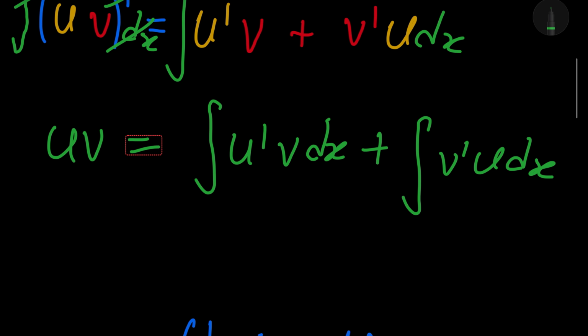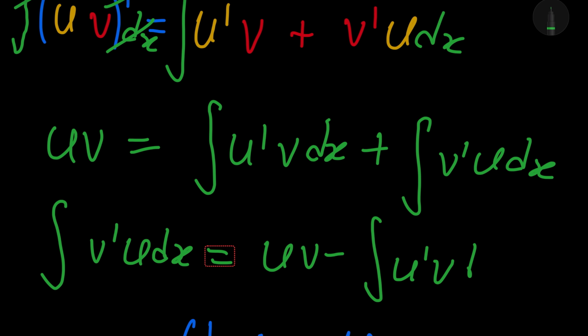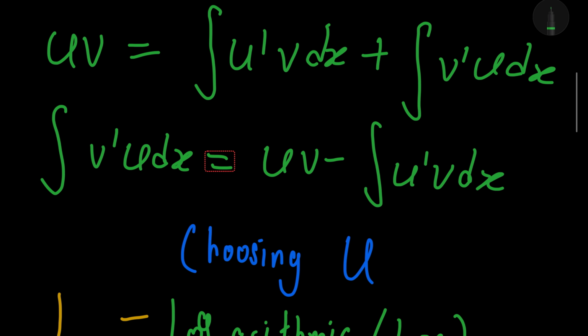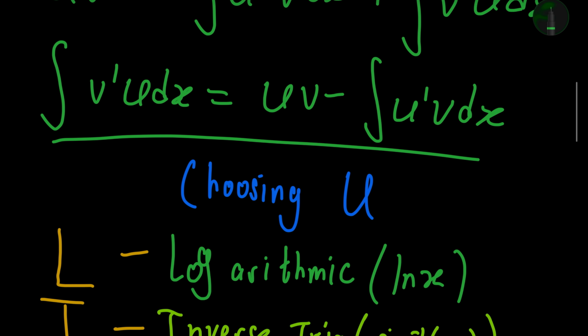And now what we're going to do is we're just going to rearrange this formula. We're going to subtract this from both sides, and this will leave us with integral of v prime u dx is equal to uv minus integral of u prime v dx. And that right there is the formula for the integration by parts.